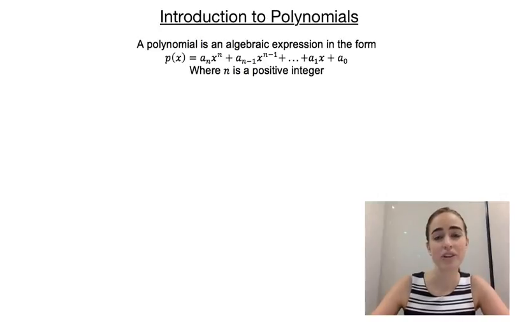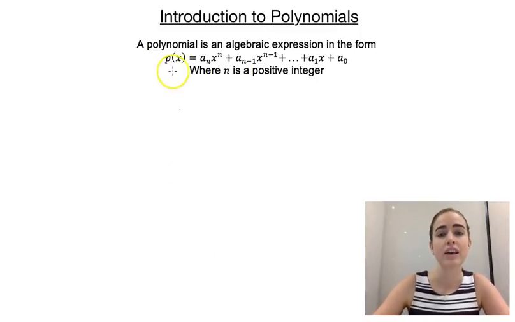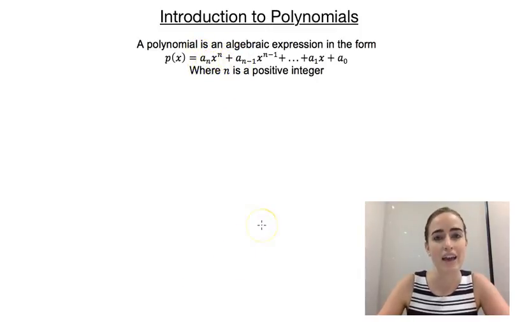In this video, I wanted to introduce polynomials and a couple of the terms that we need to know. So a polynomial is defined as an algebraic expression in the form p of x equals a_n x to the n plus a_(n-1) x to the n minus 1 and so on, all the way down until we've just got an x term and a constant term on the end, so just a number. Now n is always a positive integer for polynomials.